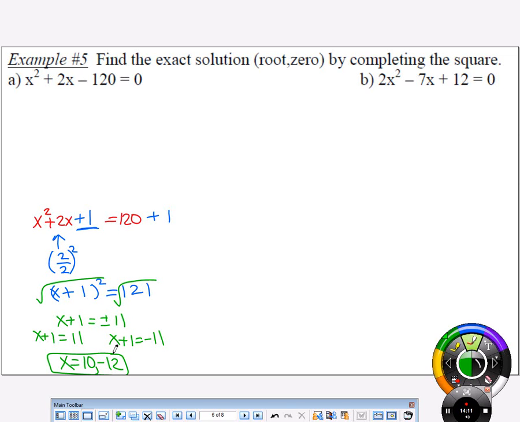All right, for part B, is it a perfect square? No. Okay? So I'm going to work on making it a perfect square. So the first thing I'm going to do is move the constant that I don't want to the other side of the equation to try and focus on getting my perfect square on one side. So 2x squared minus 7x, and I'm going to subtract 12 from both sides.